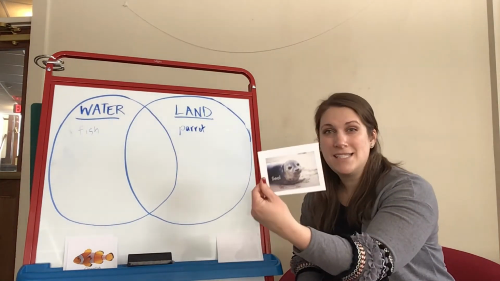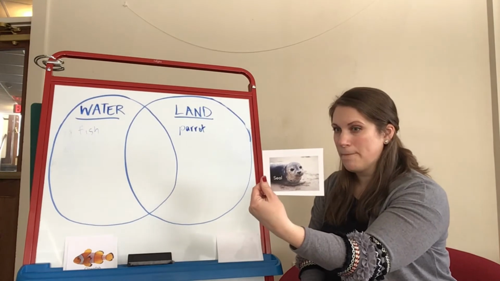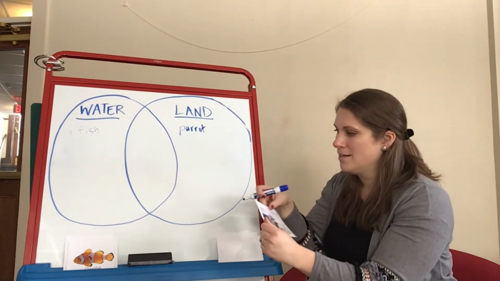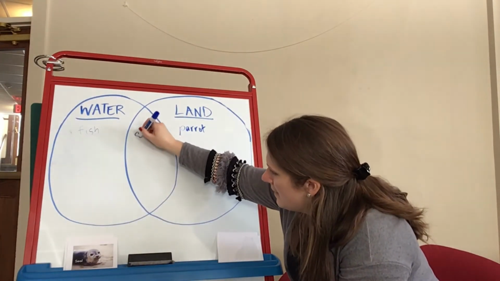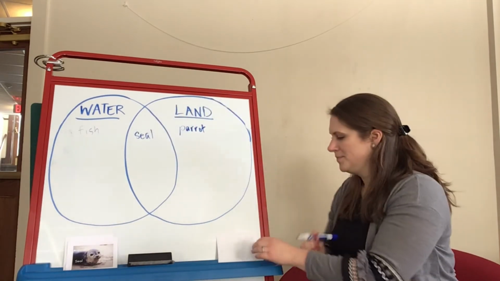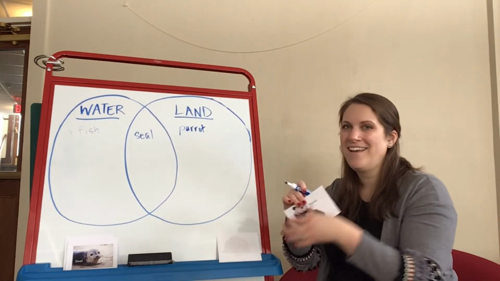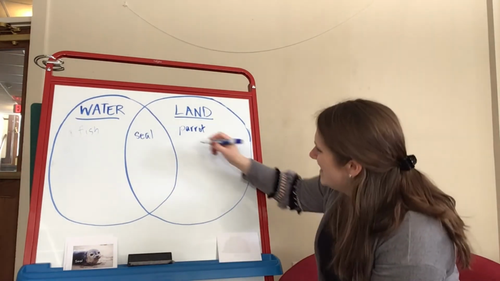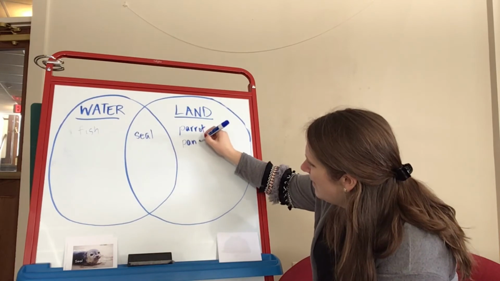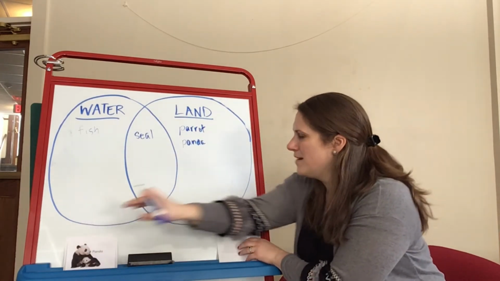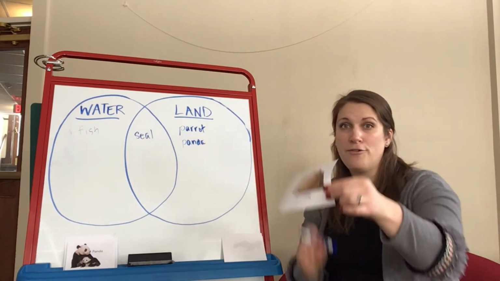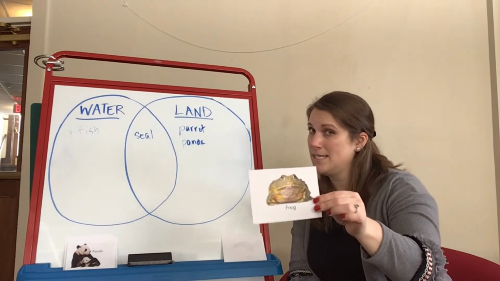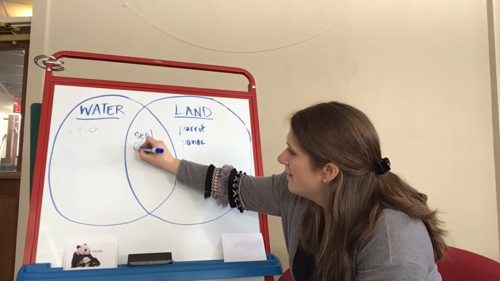Okay. Oh, a seal. Where do seals belong? I know at the zoo I've seen them swimming in water, but I've also seen them up on the land. So I'm going to put a seal in the middle here. Seal. Okay, what's next? A panda bear. Where do those belong? Land, panda. All right, what else? Ooh, a frog. I've definitely seen frogs swimming, and I've definitely seen them hopping on land. So I'm going to put a frog in the middle.